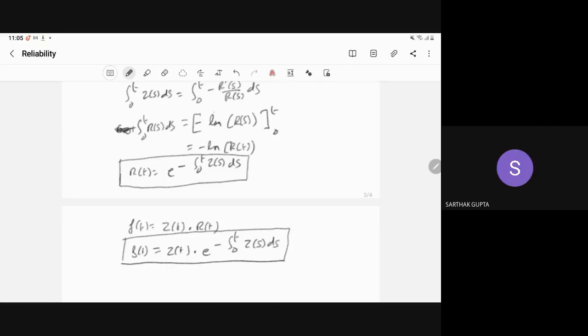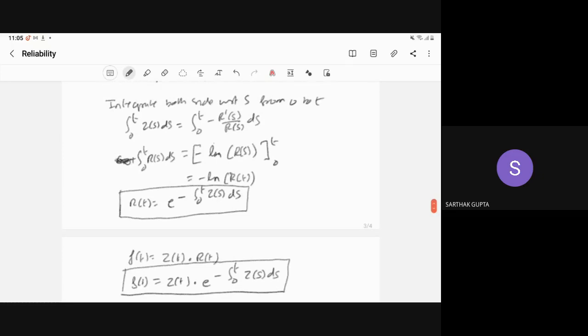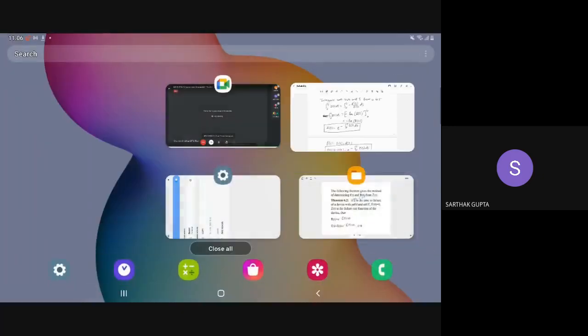Sir, why are we integrating from 0 to t? Just to bring the answer, because we have to introduce it up to the time t, no? We have to compute the reliability at time t. Okay, sir.